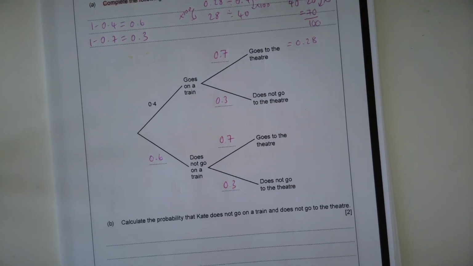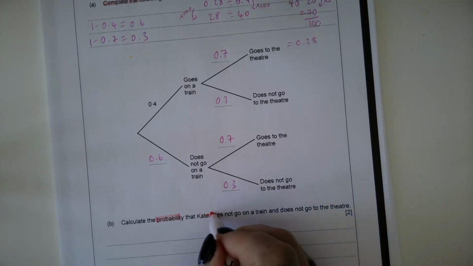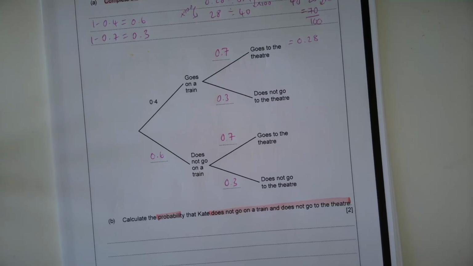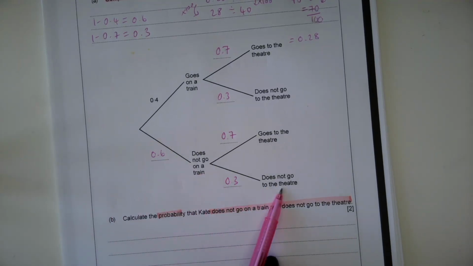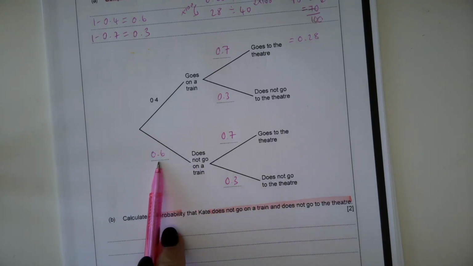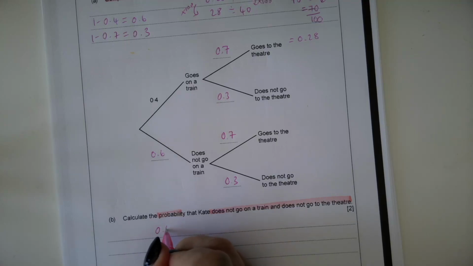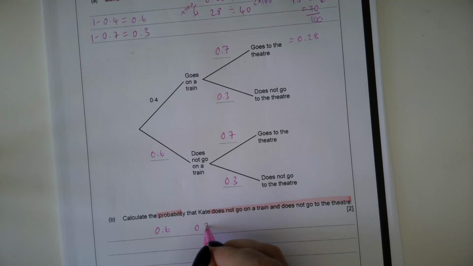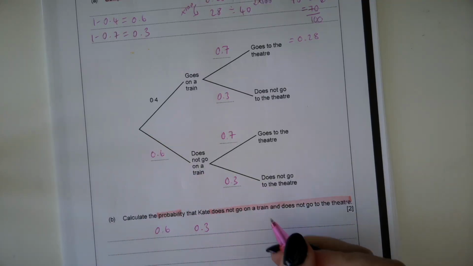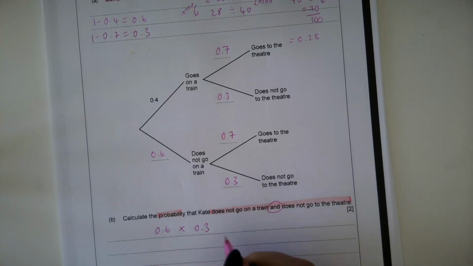Part B, calculate the probability that Kate does not go on a train and does not go to the theatre. So does not go on a train and does not go to the theatre. So this is the journey through the tree diagram that we're taking. So the probability that she does not go on a train is 0.6 and the probability she does not go to the theatre is 0.3. When we're moving across those branches, we multiply, and that's what that word and means as well. So we're going to do 0.6 times 0.3.